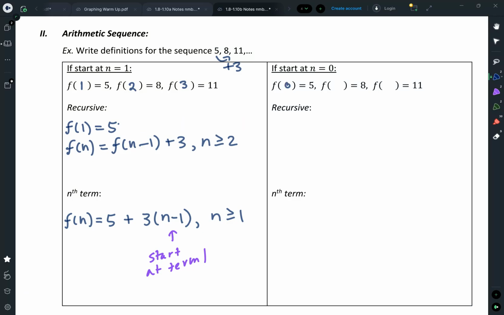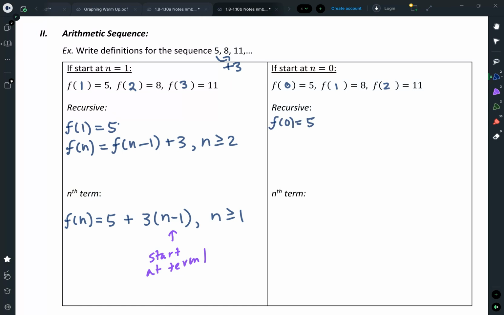All right, now let's look at how it compares to 0. So f of 0 is 5, f of 1 is 8, f of 2 is going to be 11. So it's going to change how we start recursive. Instead of saying what f of 1 is, I want to give the first term on my list, which is now f of 0. So f of 0 is 5.